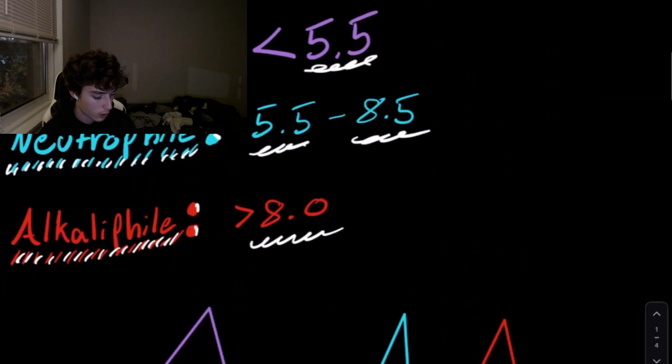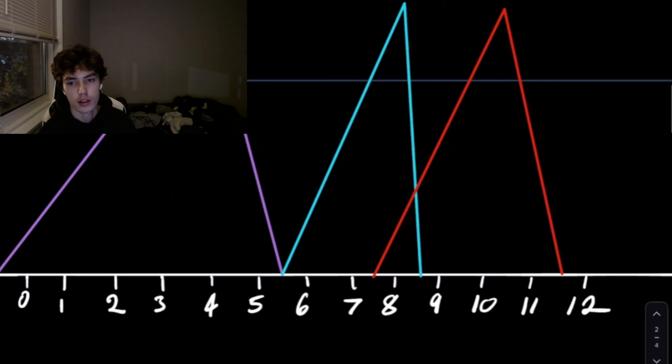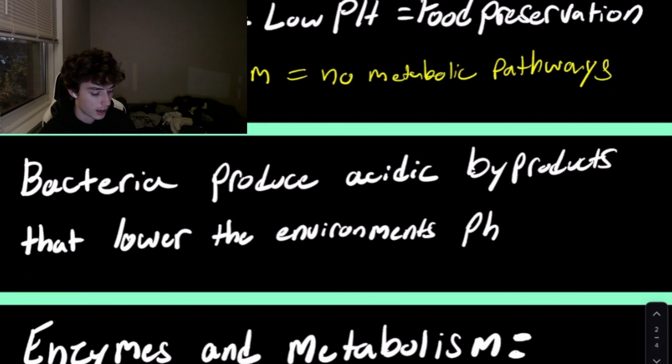So, quick overview: acidophiles, neutrophils, alkalophiles. The chart is here, and you can find this online. And if your professor asks, fermentation creates an acidic environment for bacteria.